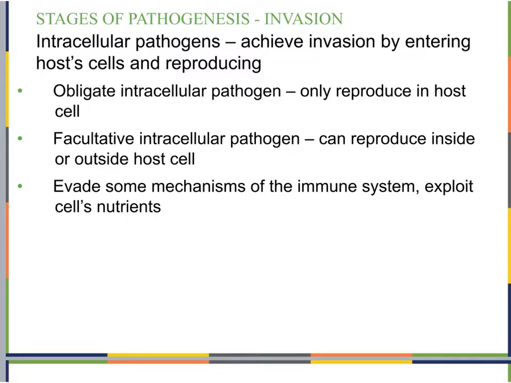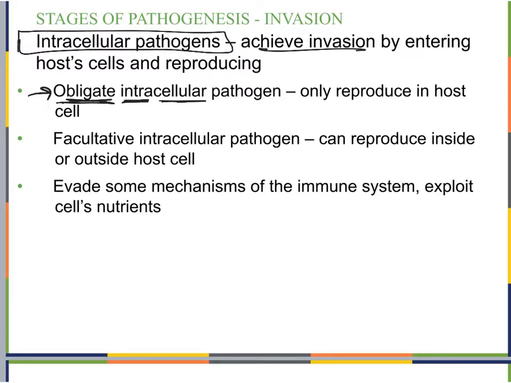Also, then we have intracellular pathogens. So we just spoke about things that make exoenzymes or toxins in order to invade the body. For an intracellular pathogen, they have to achieve invasion by entering the host cells and then reproducing. So again, we have our obligate intracellular pathogen. So it's obligated to, it has to be inside of the cell, and it's a pathogen. So again, it only reproduces in the host cell. So this is our viruses, for example, our obligate intracellular pathogens.